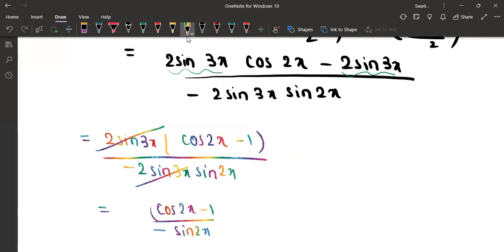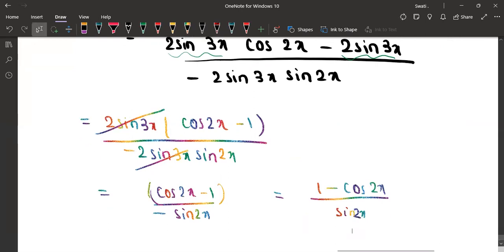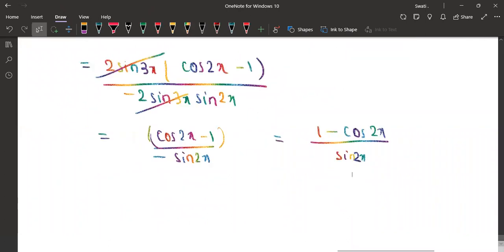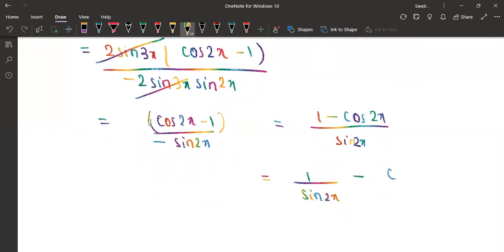So this is cos 2x minus 1 in the bracket. Now this minus sign, I can set inside the bracket, so it will become 1 minus cos 2x, and then upon sin 2x as it is. You can see that we have 1 minus cos 2x divided by sin 2x. So I'll separate it, and for that I'll write 1 upon sin 2x minus cos 2x upon sin 2x.